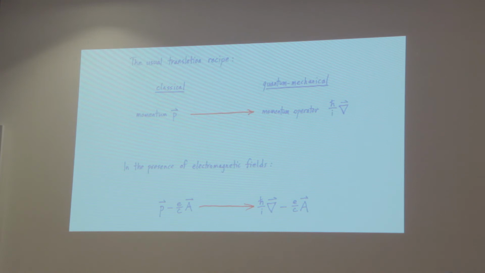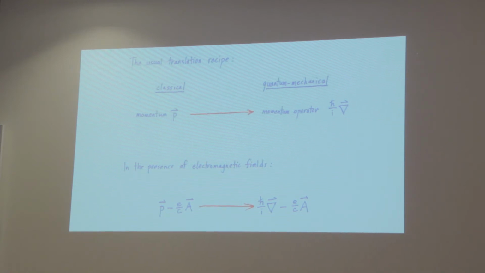And also if you have electromagnetic fields, you add on this extra thing to the momentum, and this is the operator substitution that you use when you want to create a Schrodinger equation out of a classical expression.